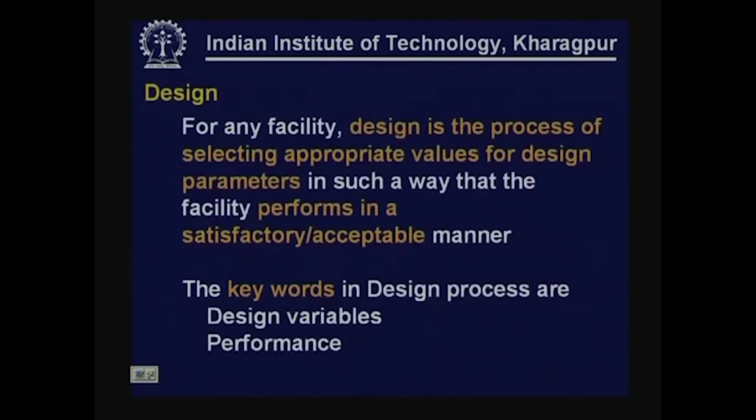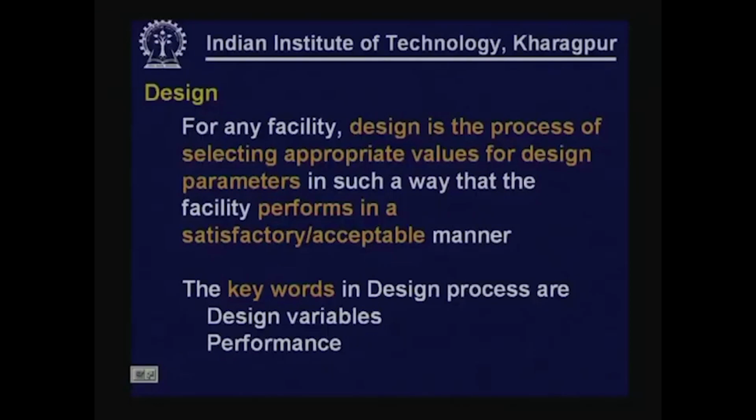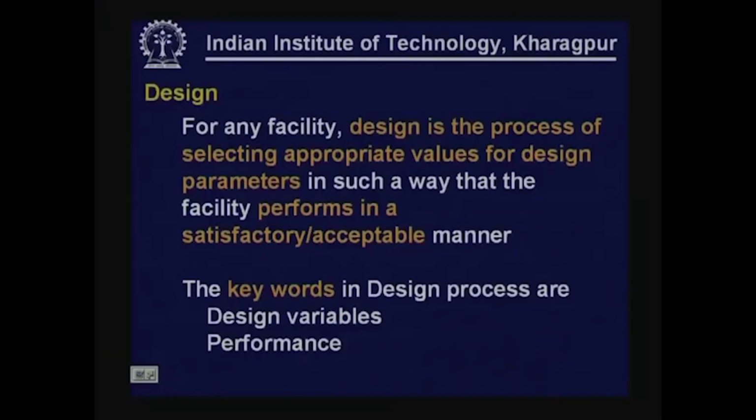Now, what is design? For any facility, we may not be talking about pavement only; it could be any other structure, a building or any structural element of a building, beam, column or anything else. We need to select appropriate values of design parameters. In the case of pavement, these design parameters are layers, numbers, thicknesses, material properties. We have to select them appropriately in such a way that the facility, pavement, beam or column performs satisfactorily or in an acceptable manner.